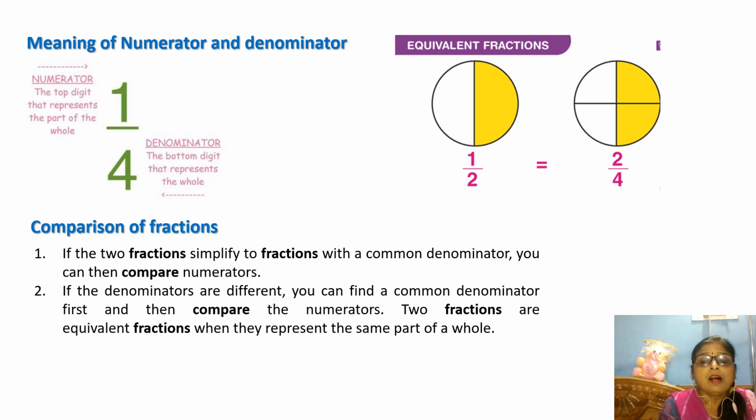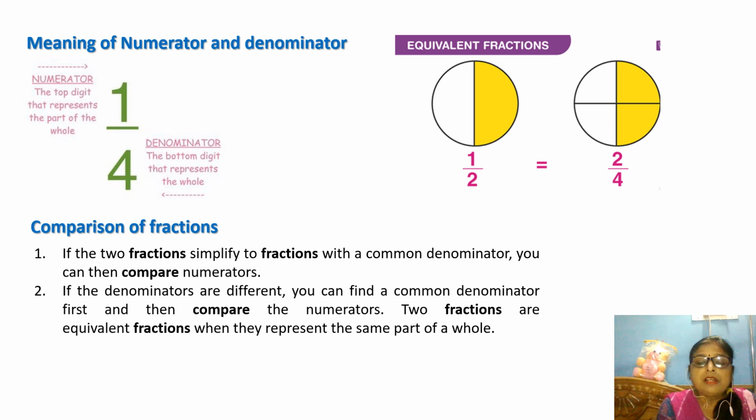Students, we can say that fraction is numerator by denominator. Now the question is, what is numerator and what is denominator? Numerator, it is the top digit that represents the part of a whole, and denominator, it is the bottom digit that represents the whole. Numerator can be denoted by n and denominator can be denoted by d.